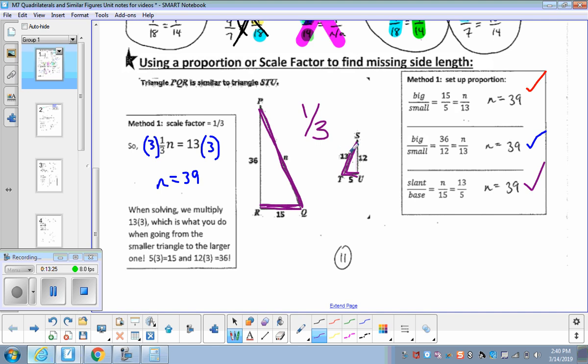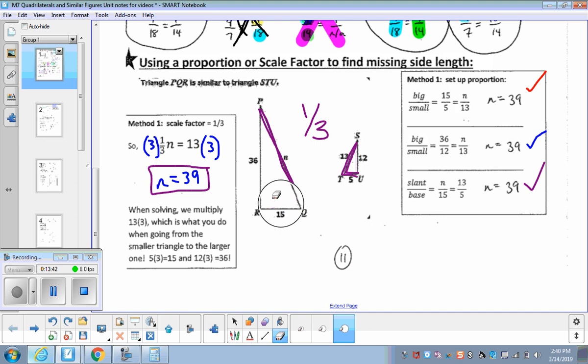So to find n, we take 13 and just turn around and multiply it by the 3, and boom, we've got that it would be 39. So it's up to you if you're going to be a scale factor person or a proportion person. And again, for proportions, there's lots of different ways to set it up.